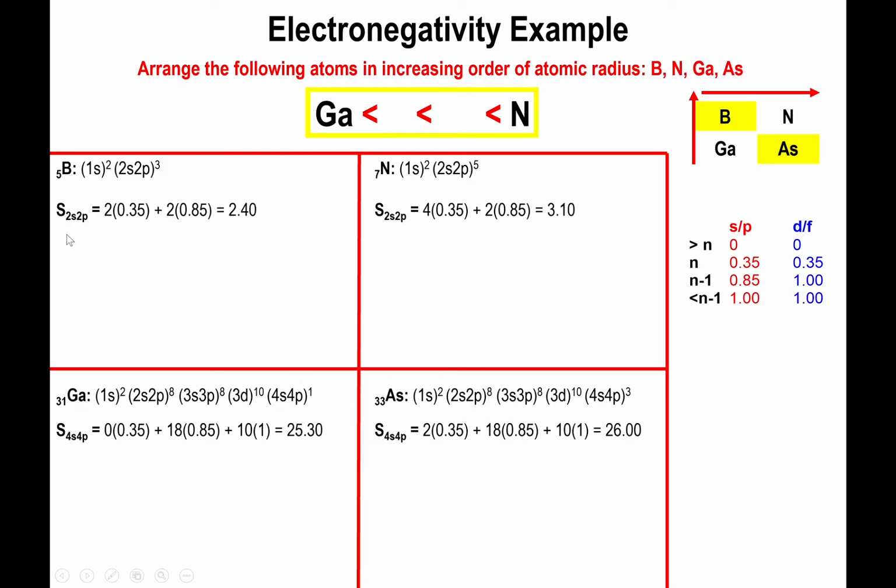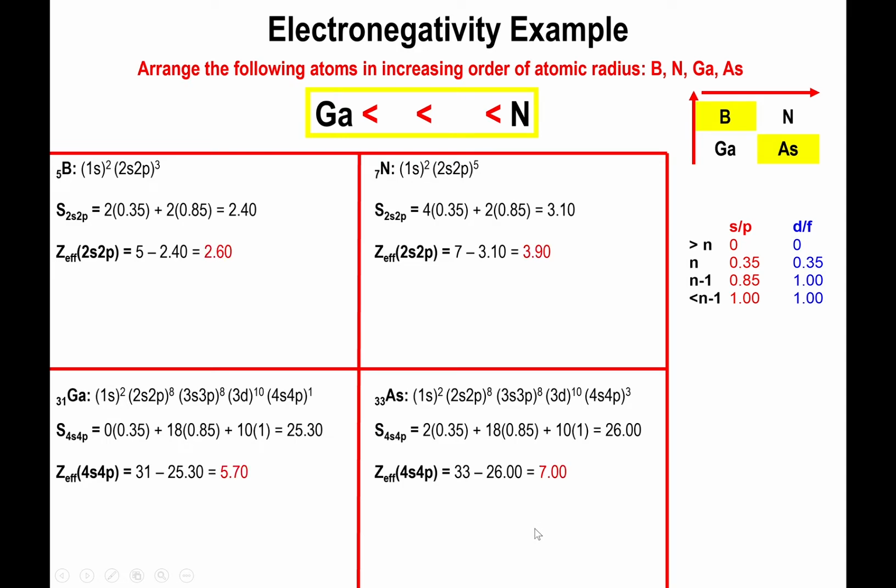So when you calculate the values of the shielding constants, you find out that boron has a shielding constant of 2.40, nitrogen has a shielding constant of 3.10, gallium has a shielding constant of 25.30, and arsenic has a shielding constant of 26.00. Subtracting each one of these shielding constants from the atomic number of the element, so 5 for boron, 7 for nitrogen, 31 for gallium, and 33 for arsenic, we get the following effective nuclear charges: 2.60 for boron, 3.90 for nitrogen, 5.70 for gallium, and 7.00 for arsenic.